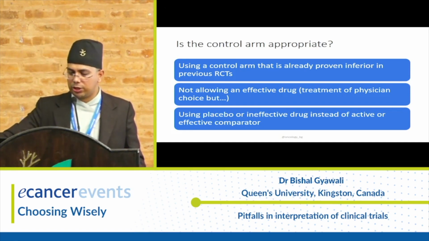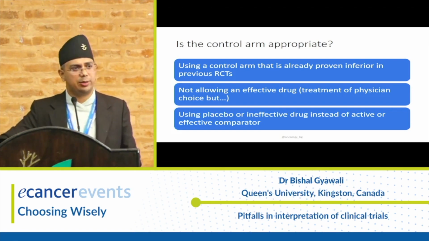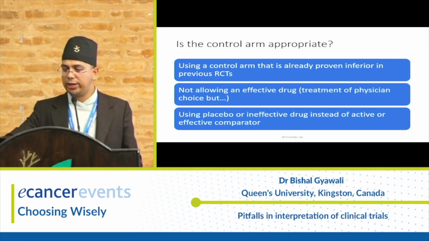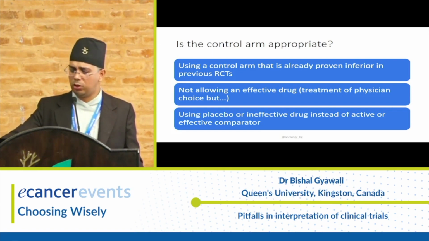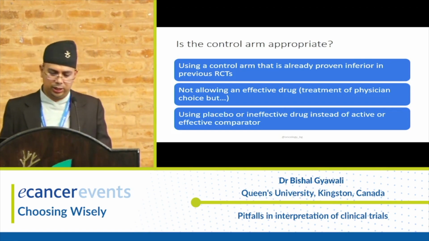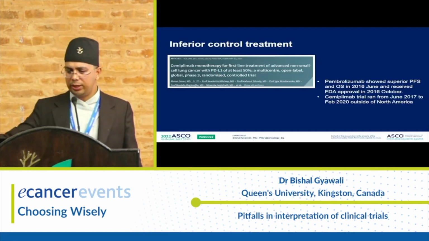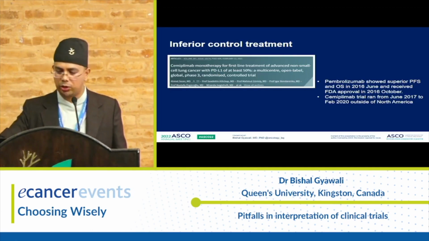So how can a control arm not be appropriate? If we are using a control that is already shown to be inferior in previous randomized trials, or if we are not allowing an effective drug to be used in the control arm, or if we are using a placebo or ineffective drug instead of an active or effective comparator. Some examples. Again, just for the sake of example, you don't have to understand oncology for this.